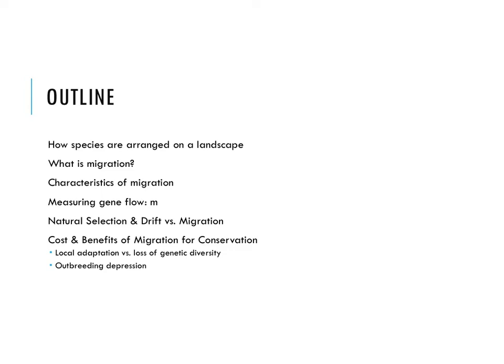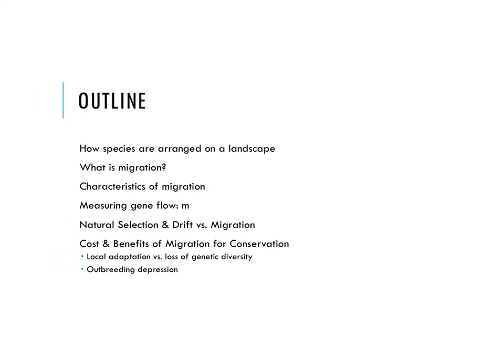Now we've covered how natural selection and drift layer with migration, right? And the relationship and the push and pull between them. So now let's move on to some real world applications of migration and thinking about migration in terms of conservation. Migration has costs and benefits, pros and cons. So we'll go through two examples of this that illustrate these principles.